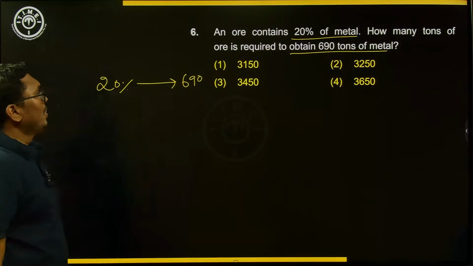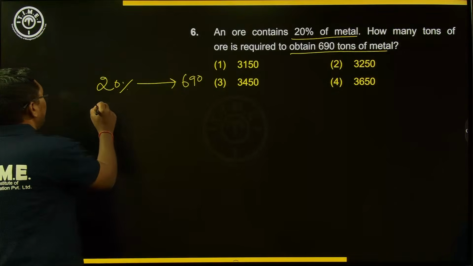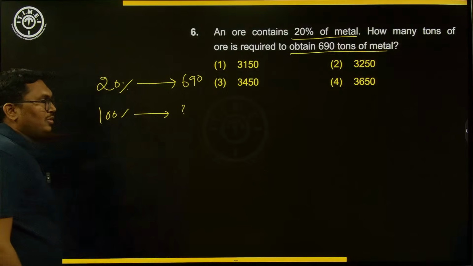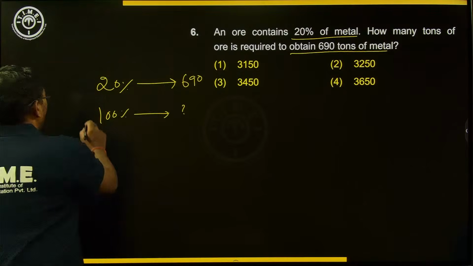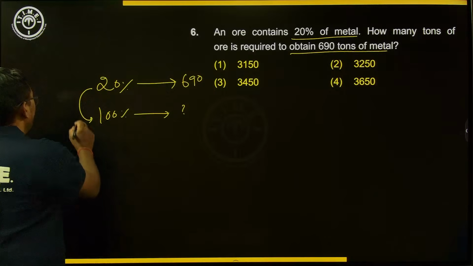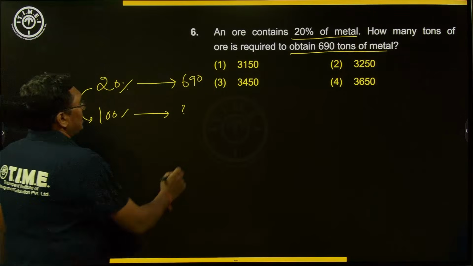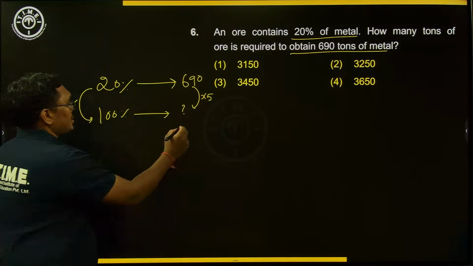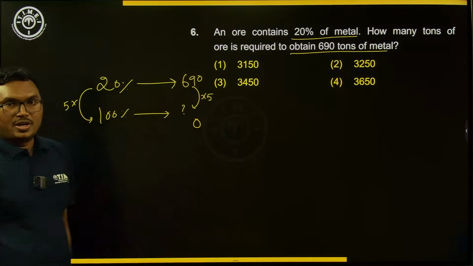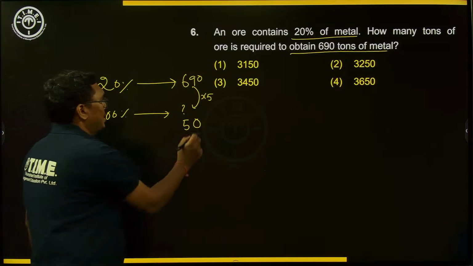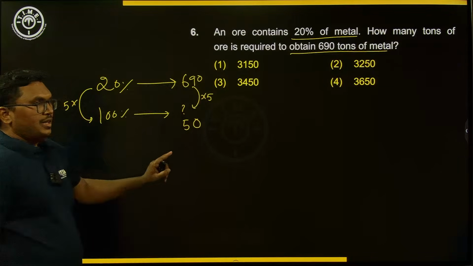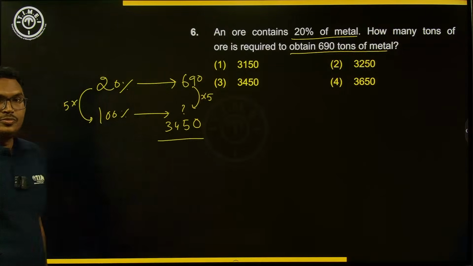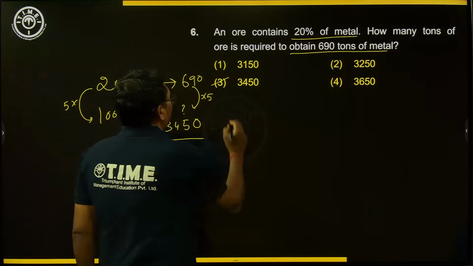So we have to find the ore weight. So that is total weight is 100%. So 100% is how much? Simple. Instead of cross multiplication, this is how many times? This is 5 times. So multiply this value with 5 times, we will get the answer. So 5 into 9, 45, right? And 5 into 6, 30, already that is plus 4, 3450. That is choice 3, right?